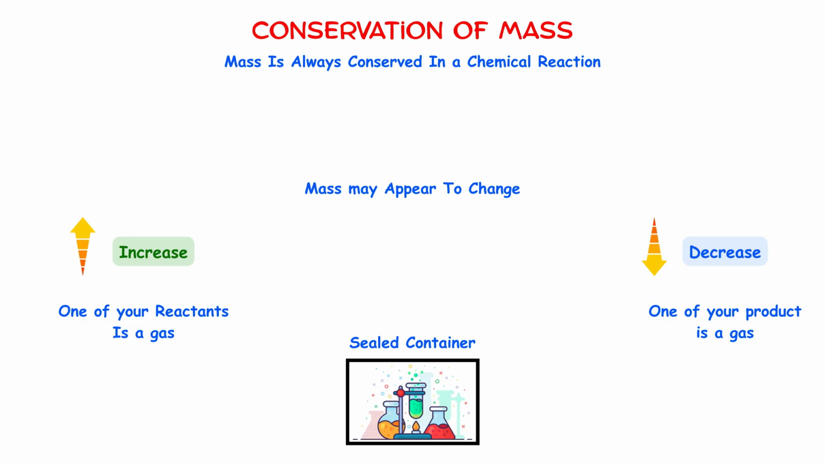Conversely, if the mass appears to decrease, then it is probably because one of the products was a gas, such as carbon dioxide, which floated away and was not measured. To prevent these apparent changes in mass and to maintain accurate measurements, we must always conduct such experiments in a sealed container that traps all gases and ensures every atom is accounted for.